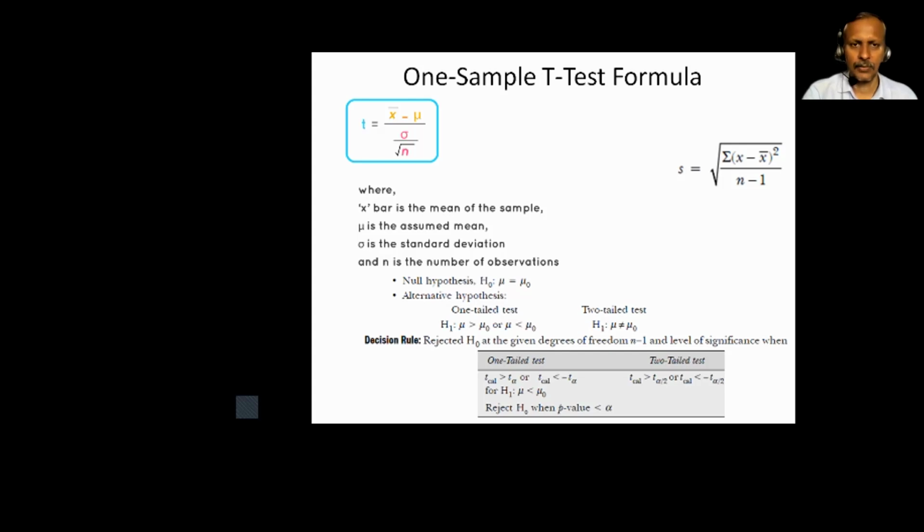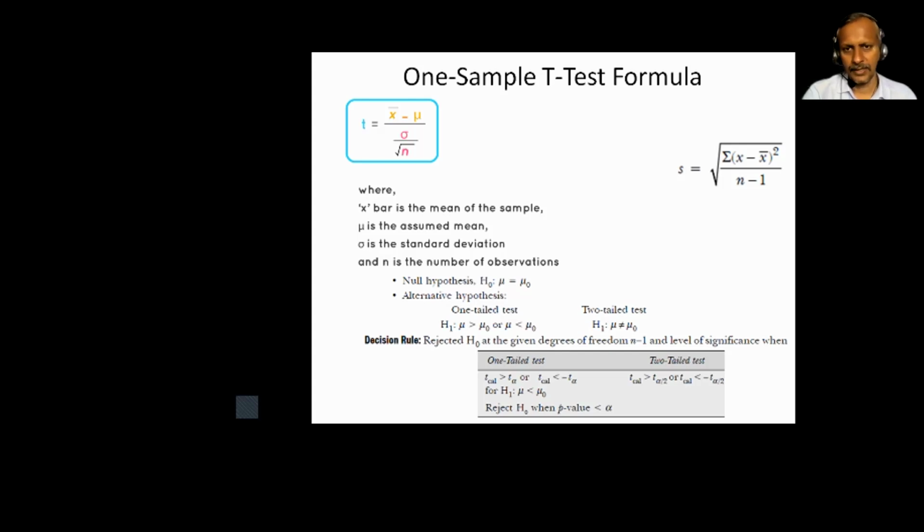So H1 is either mu is greater than mu naught, or mu is less than mu naught, in the case of a one-tail test. In the case of a two-tail test, it is mu is not equal to mu naught. The decision rule says to reject the null hypothesis, given the degrees of freedom n minus 1 at the level of significance alpha, in the case of a one-tail t-test, when the t calculated value is greater than t alpha, the t table value, or the t calculated is less than minus t alpha.